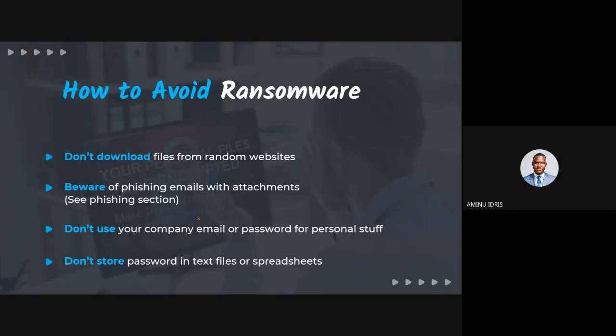Another important thing: don't store passwords in a text file or spreadsheet. That one is very, very dangerous. Don't do that. Don't do that.